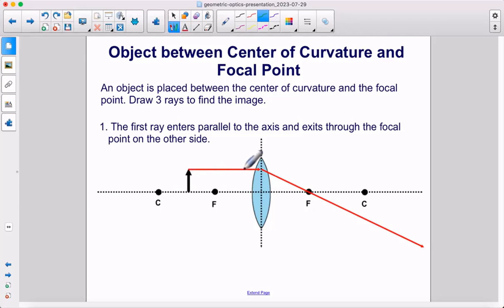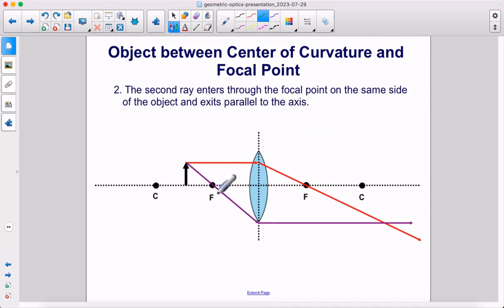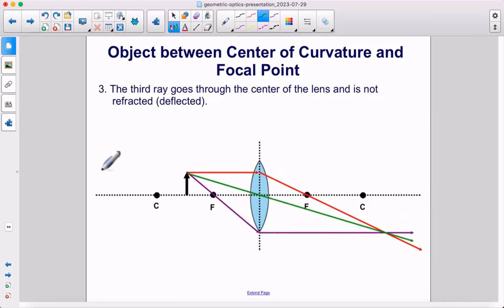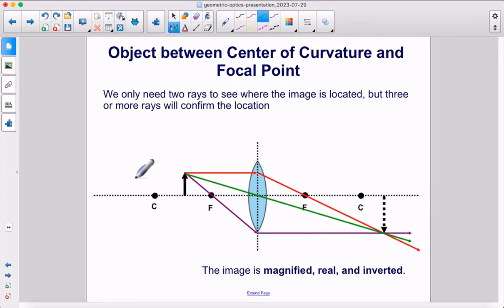First ray goes parallel, then through the focal point. The second ray enters through the focal point on the same side of the object and then exits parallel to the axis. So we already know where our image is going to be. Let's confirm it with our third ray. The third ray goes through the center of the lens and is not refracted at all. We only need 2 rays to see where the image is located, but 3 or more rays will confirm the location. The image is magnified, real, and inverted.